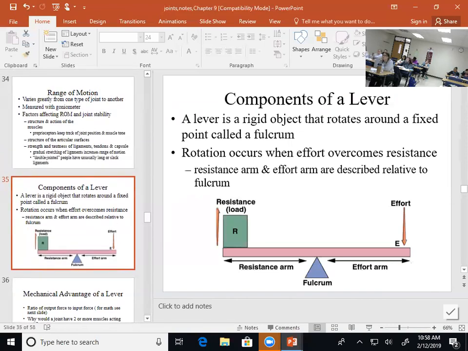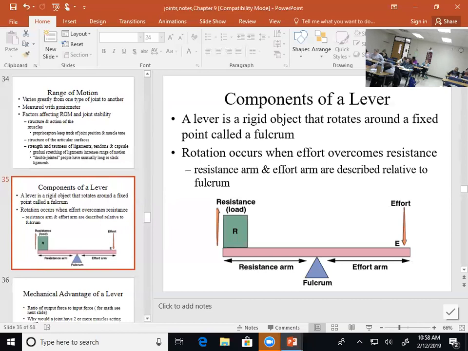If you remember, when you're thinking about levers, levers get us a mechanical advantage, don't they? We use levers to give us a mechanical advantage, either power or speed. Right? Do y'all remember that?